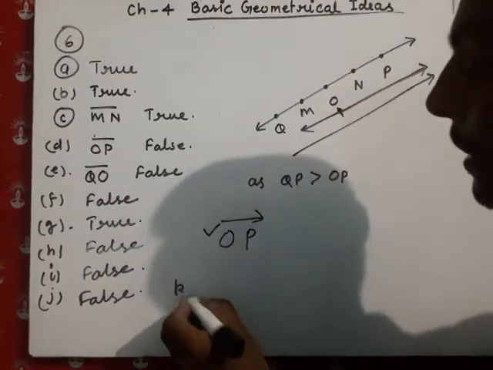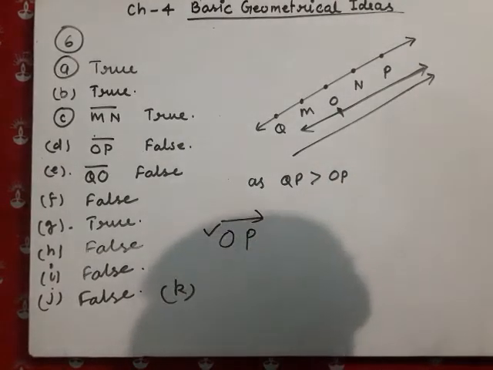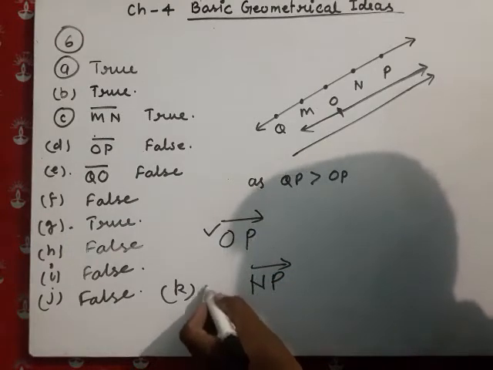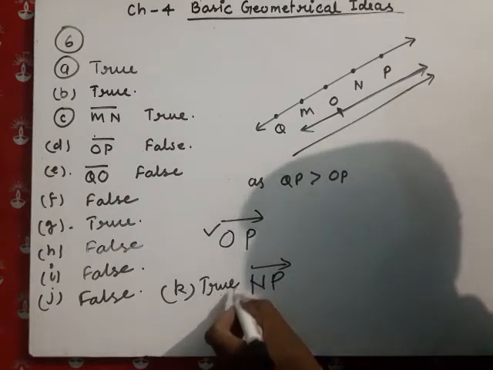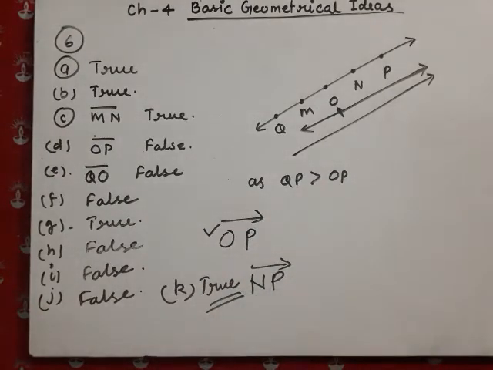Now going to the K part. Here in the K part it is given that N is the initial point of NP. As it is given NP, here N is the initial point. So yes, it is true. Now question number 6 has been completed for this exercise.